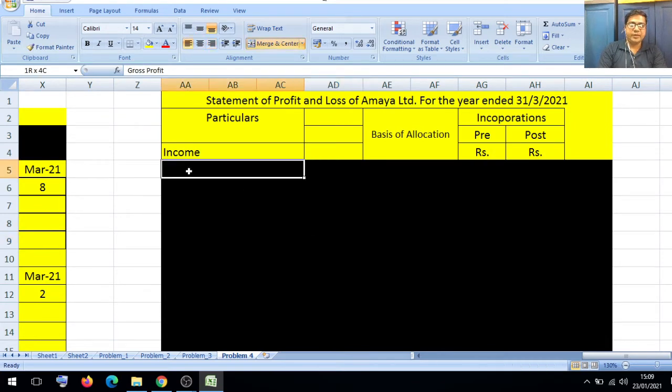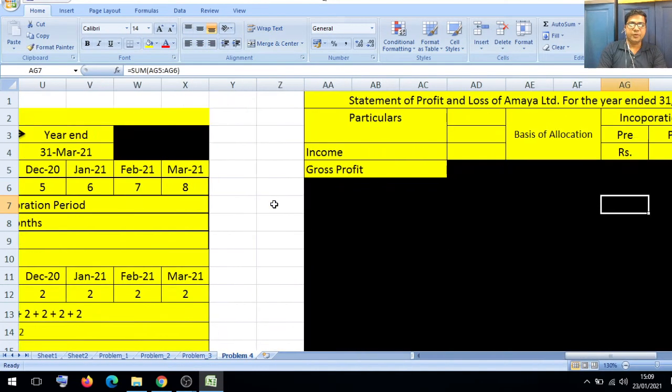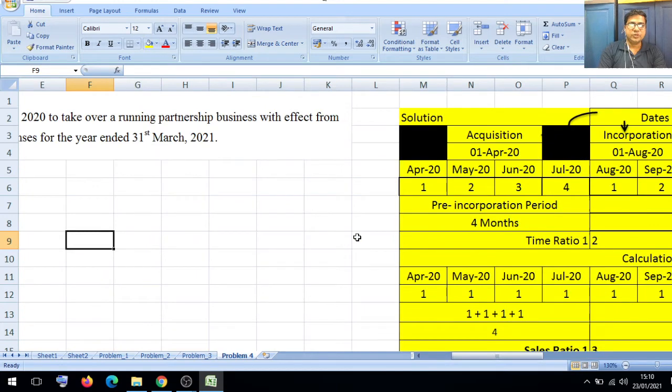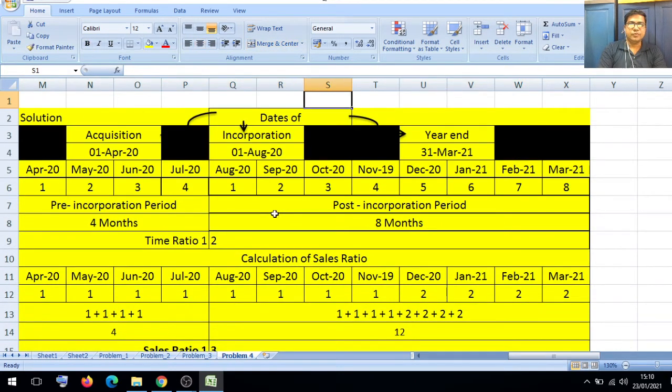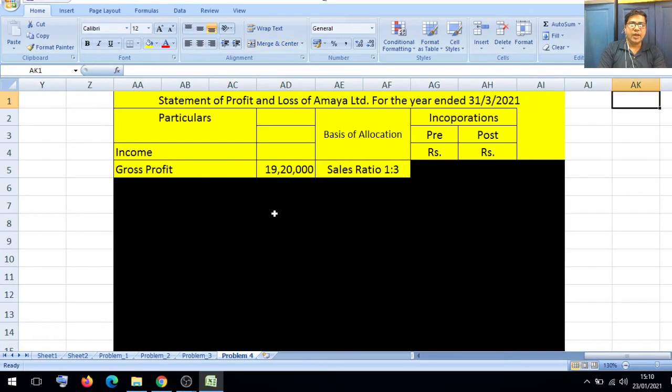We will write here gross profit. How much is the value of gross profit in our problem? It is 19,20,000. This gross profit we have to put here. Now this gross profit we will distribute as per the sales ratio. Sales ratio is 1:3, we already calculated it. The same sales ratio we will use, and we will find out the pre-incorporation and post-incorporation period gross profit.